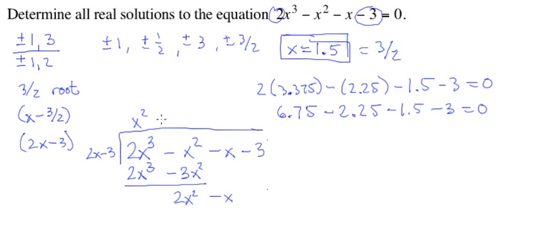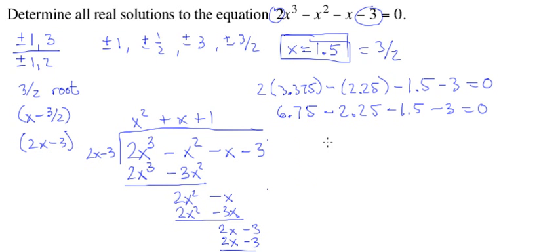2x goes into 2x squared, x times. X times 2x is 2x squared. X times minus 3 is minus 3x. The x squareds cancel out. Minus x plus 3x is 2x. And 2x goes into 2x once. 1 times 2x minus 3. We know what's going to happen here. No remainder, so hooray, we win.